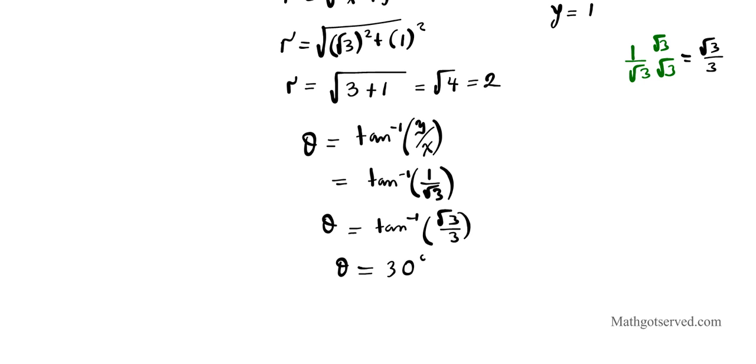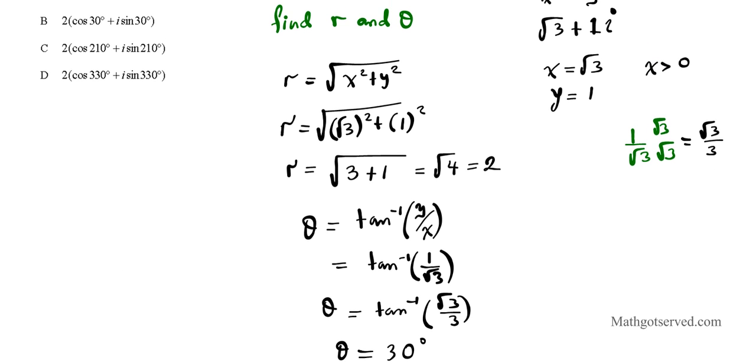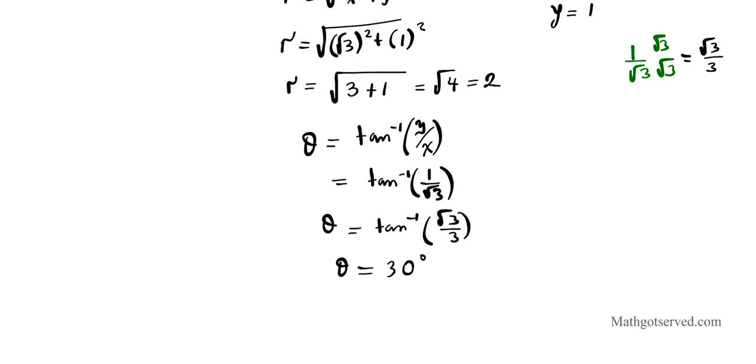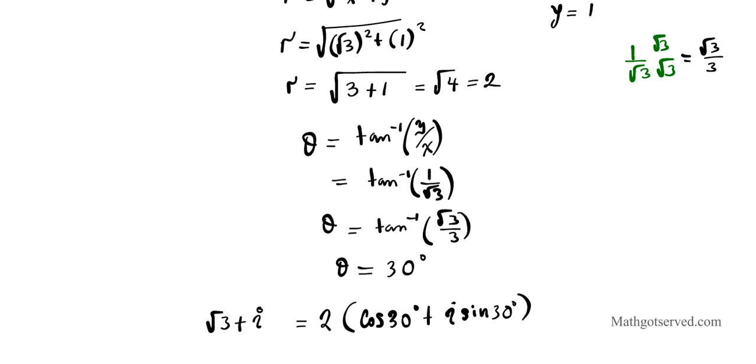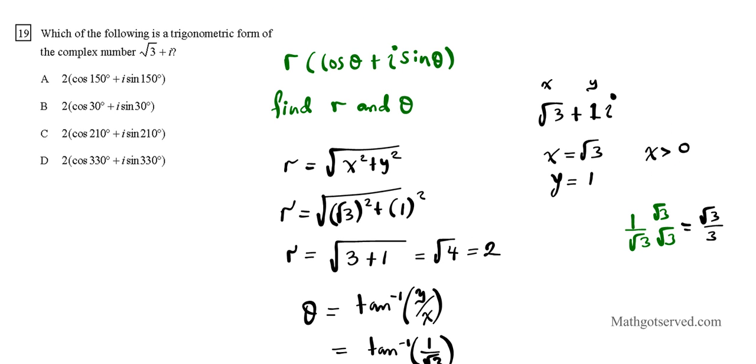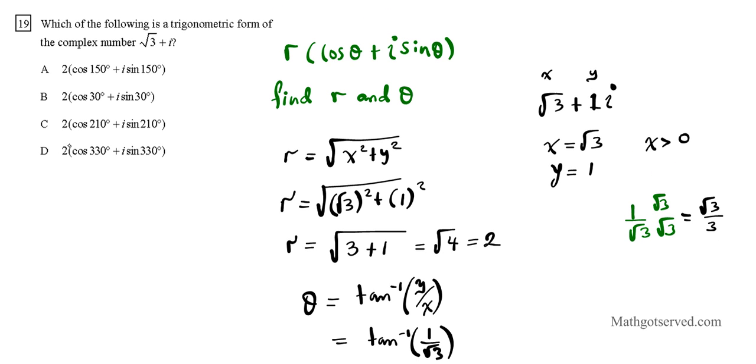Now that we have theta and r, we're going to put them together into the formula. So r is 2 times cosine 30 degrees plus I sine 30 degrees. And there goes your final answer. This is the polar form of root 3 plus I. So the answer is option letter B.